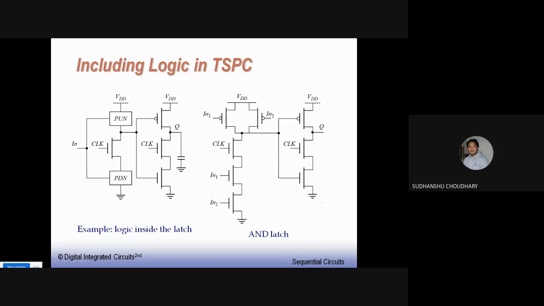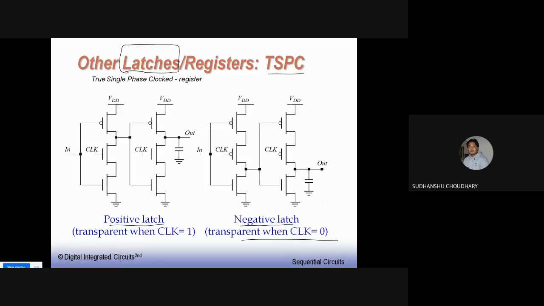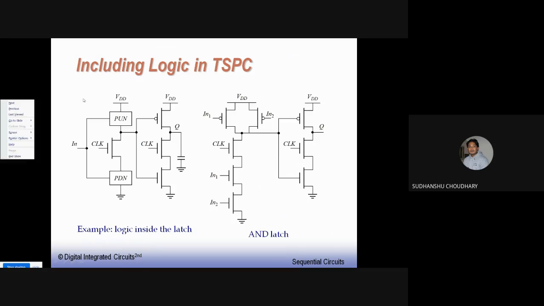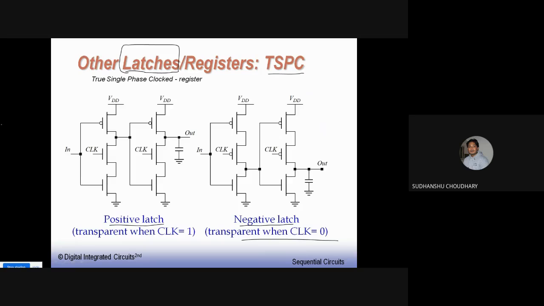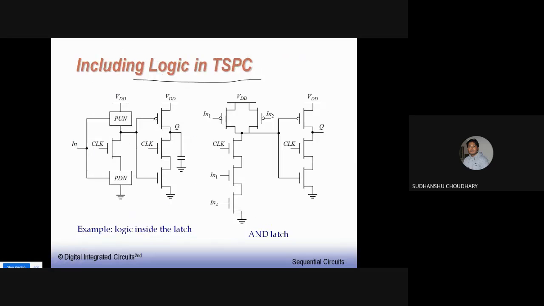Now, one can also think of including logic in these true single phase clock based latches. For example, one can replace these PMOS and NMOS by a pull-up network and a pull-down network. So, for example, an AND latch using TSPC logic is implemented over here.